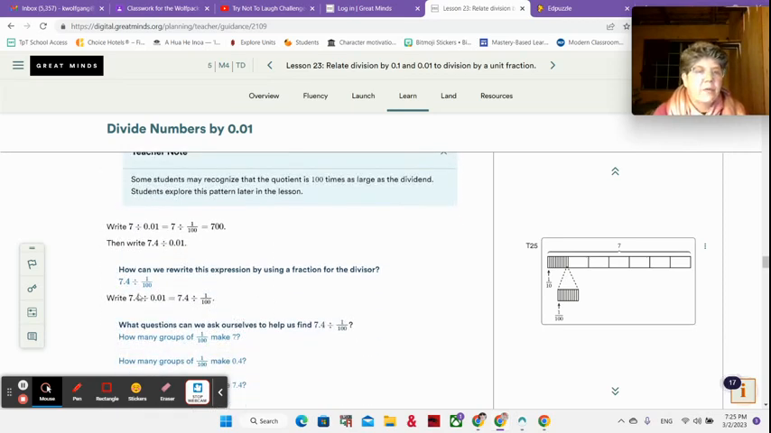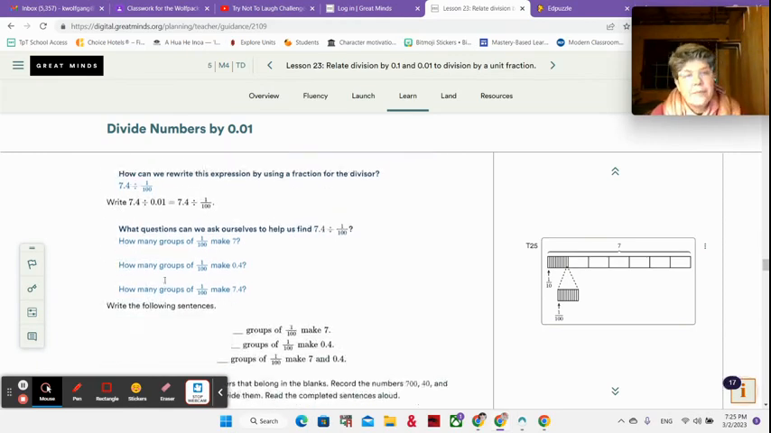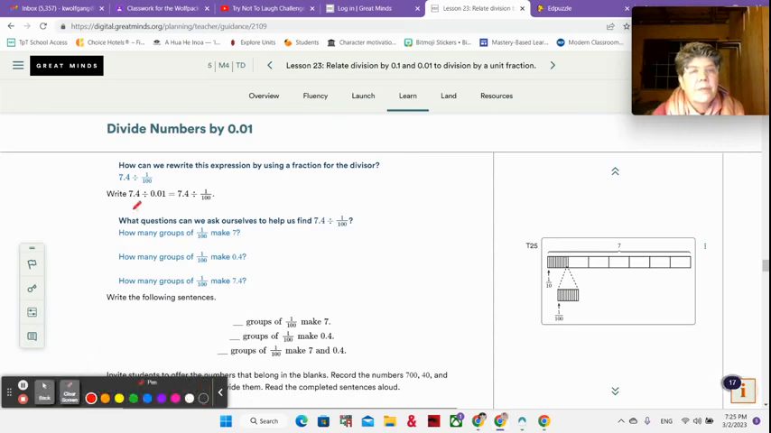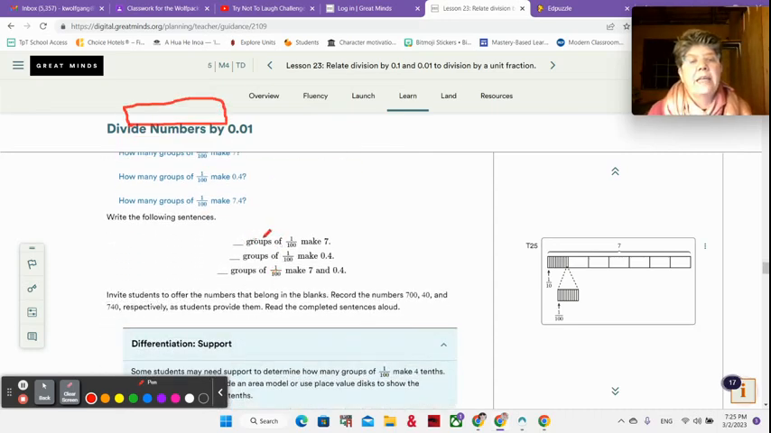Now what about 7 and 4/10? Does this sound familiar? This is exactly the same thing that we did with tenths, but now we have 7 and 4/10 divided by 1/100. Rewrite it as a fraction so we can think about it that way. And then we think, how many groups of 1/100 make 7? Or how many groups of 1/100th make 4/10? And how many groups of 1/100ths make 7 and 4/10? Okay, so we have our same pattern. And how many groups of 1/100 make 7? We just talked about that, right?